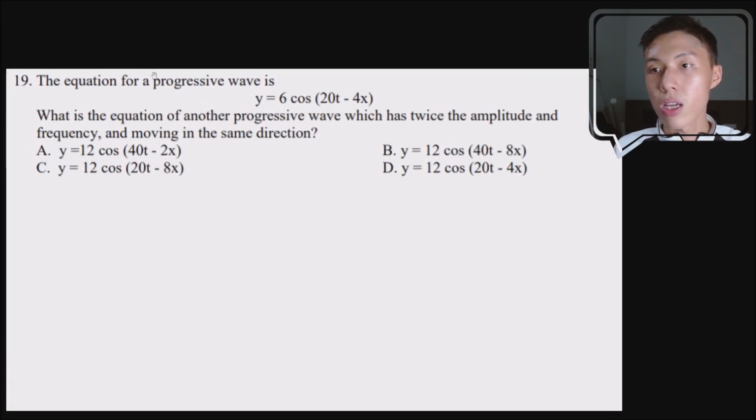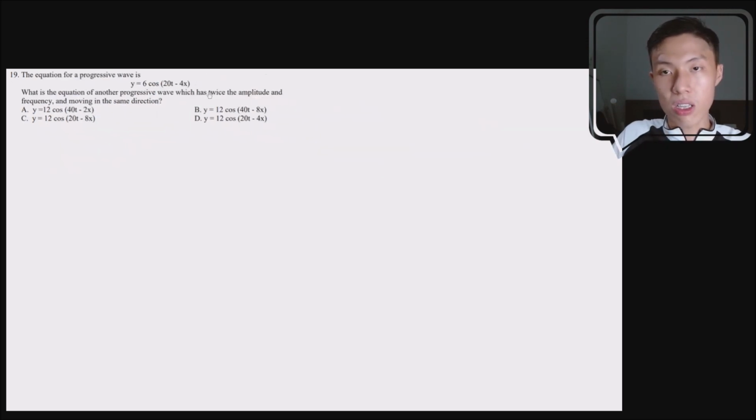Question 19. The equation for a progressive wave is y equals 6 cos(20t minus 4x). Find the equation of another progressive wave, which has twice the amplitude and frequency. So the amplitude will be twice the original amplitude, and the frequency will be twice the original frequency. This progressive wave is also moving in the same direction. So we are going to build another equation, based on the first equation that we have here.